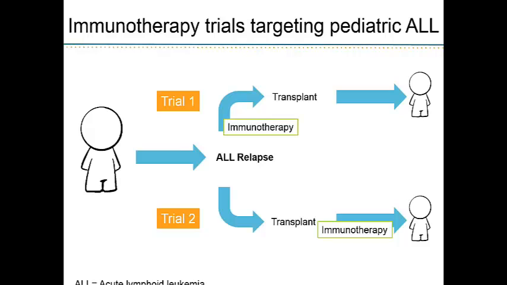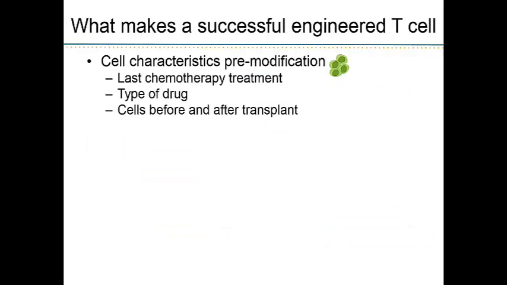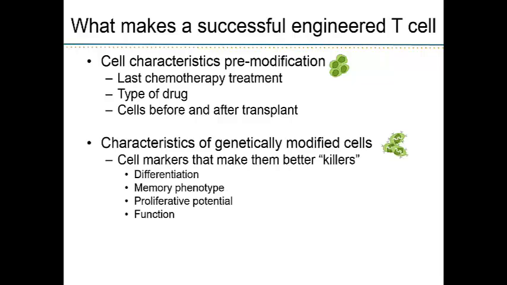In both of these trials, my group, the Correlative Studies group, is focused on the same thing, which is what is actually making an engineered T cell work. The first thing that we look at is what these cells look like pre-modification. So when we take them out of the patient, it doesn't matter if they've had a certain type of chemotherapy or if we take it right after, or just anything about what they can tell us before we genetically modify them.